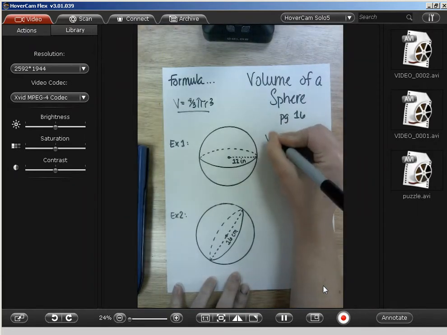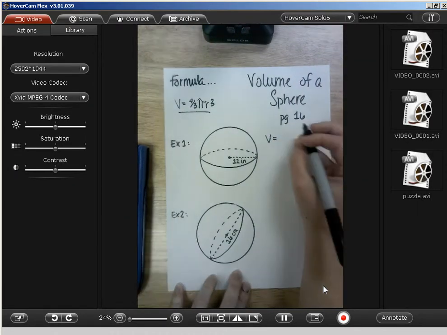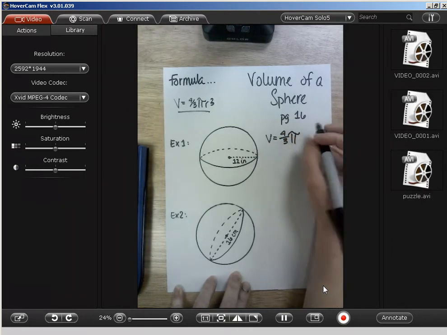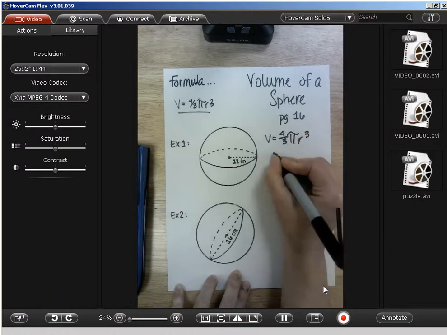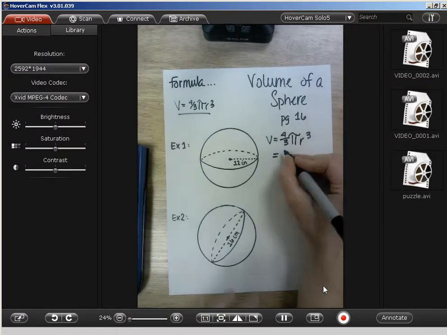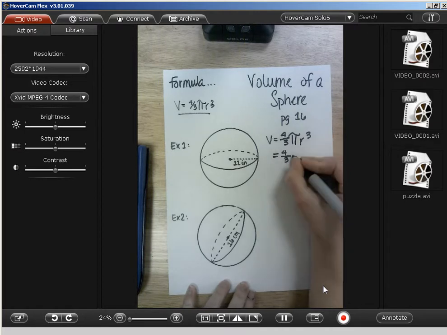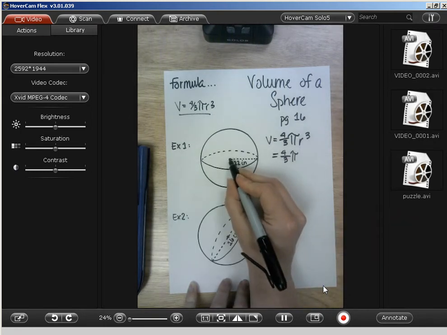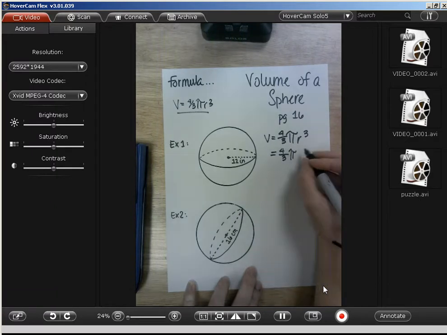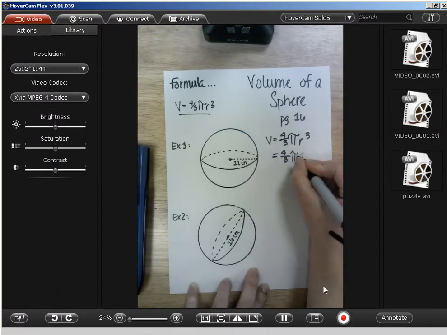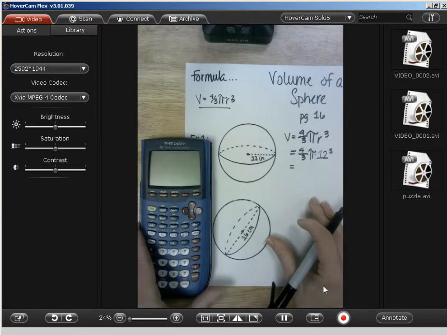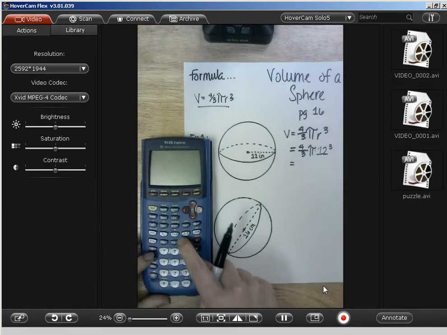As always, my marker dried out because I left it open too long, but we want to rewrite our formula, and then we just need to substitute in the values that we know. So the 4/3 is just a number that we use in every volume of a sphere, times pi, and we need that radius and we need to cube it. So what is our radius from the center to the outside? It looks like it gives us 12. So times 12 cubed. And I'm going to use this on our TI-73 Explorer.